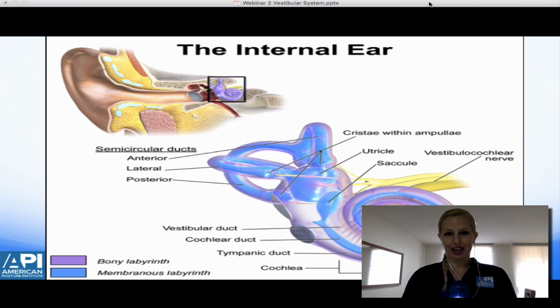Welcome, and today we're talking about the vestibular system as it relates to postural function. Now, this is going to be a really great and interesting topic to dive into because literally when we talk about vestibular function, we are talking about the posture system. These two systems work directly with each other for upright postural design.